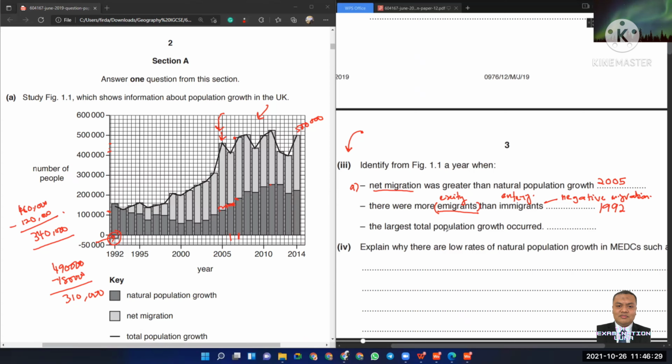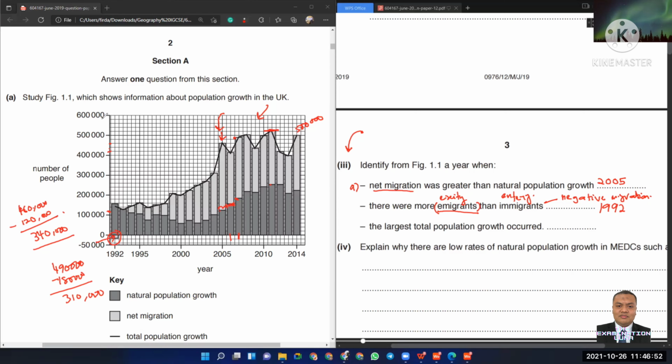Okay, now the largest total population growth occurred. Okay, so dekat sini memang dah obviously lah. The obviously kat sini you tengok this will be the highest peak of the whole entire chart. Okay, the whole chart, this will be the highest peak. So the highest peak here is somewhere 520,000. Okay, 520,000. Dia boleh tengok kat sini. Macam mana saya tahu 520,000?